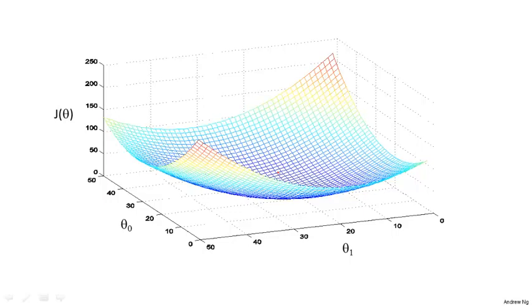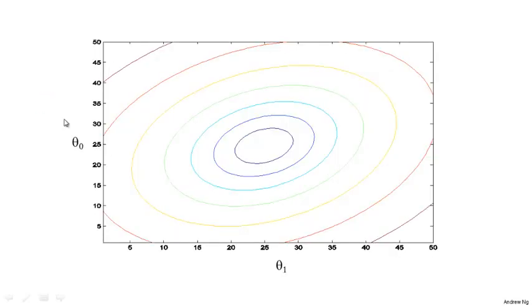Let me take this function and replot it using the contours. It turns out the contours of the cost function J of theta are going to look like this. So this is the contours of J of theta, and the global minimum of this function is this point down here, denoted by a little red cross. And so these are the contours of concentric ellipses. Now let's say I initialize gradient descent at this point out here, right?